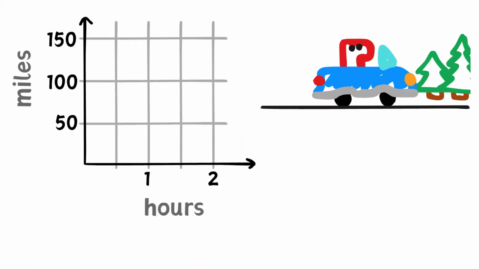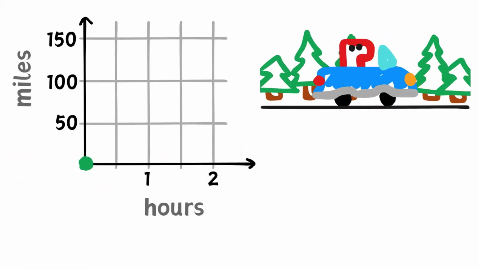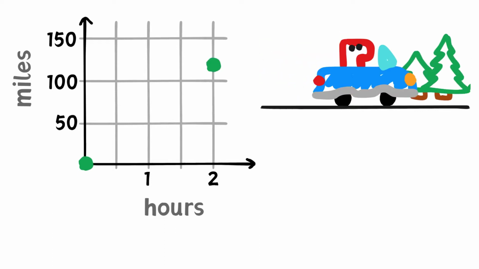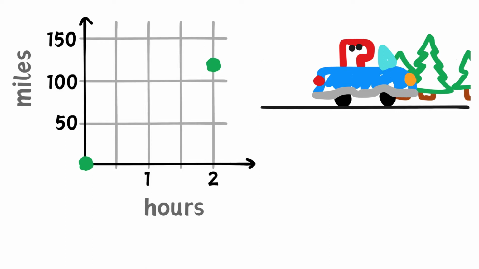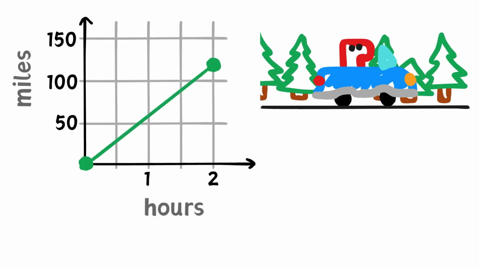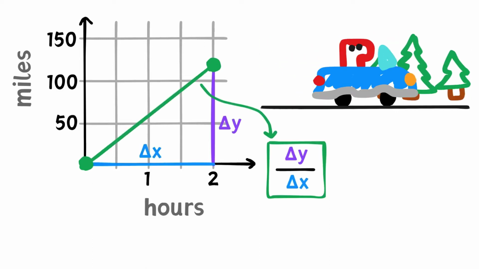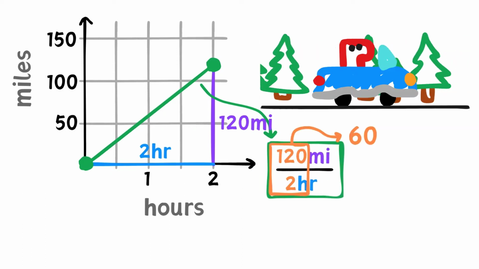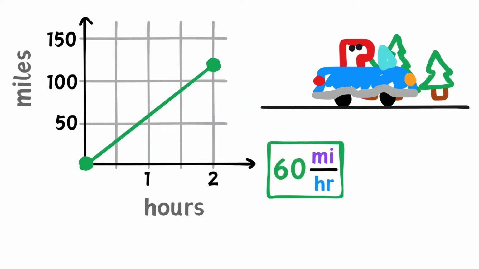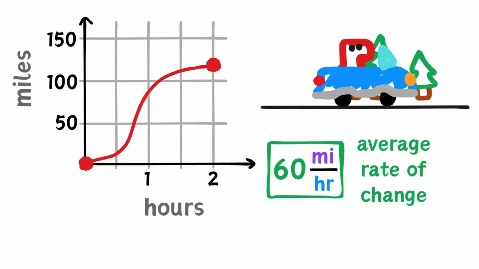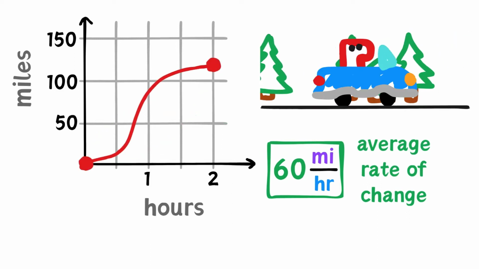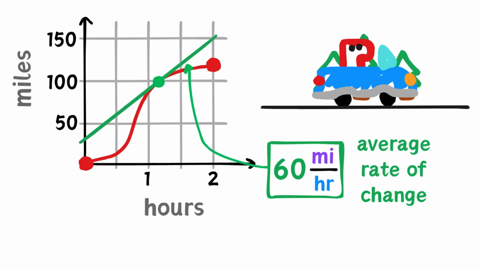Imagine Dino is taking a trip in his car. At hour 0, he traveled 0 miles, but 2 hours later, he's traveled a total of 120 miles as seen on the graph. From this, we can find his average rate of change. Calculating the rise over the run, we know that his average rate of change was 60 miles per hour over that interval. Even though we don't know Dino's exact speed at every moment between hour 0 and hour 2, we know that at some point during his trip, Dino's speed must have been exactly 60 miles per hour because that was his average rate of change.